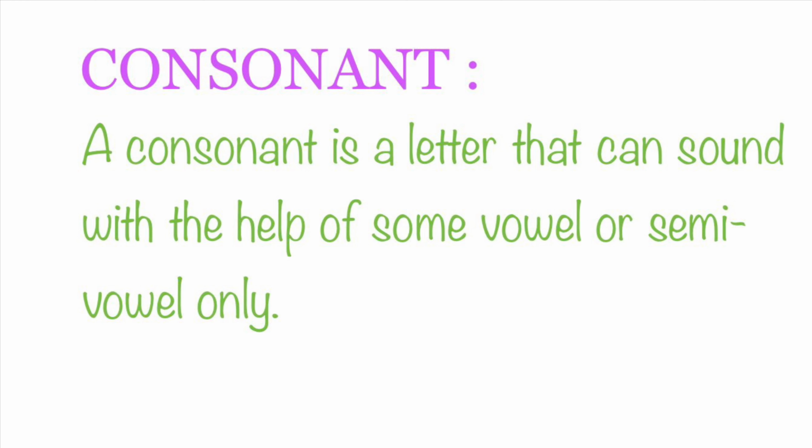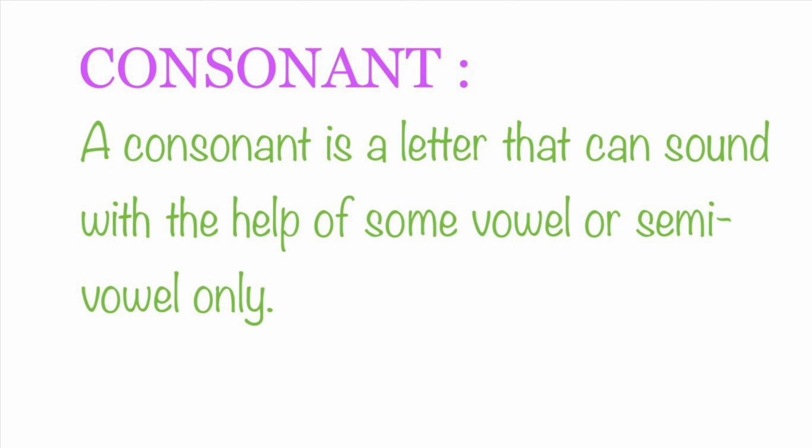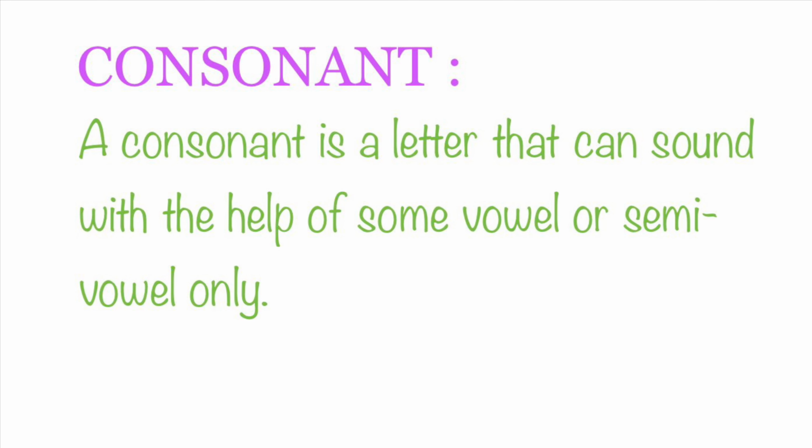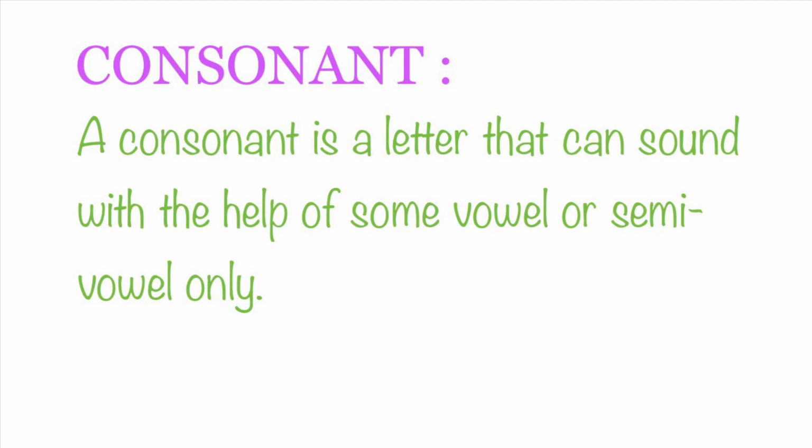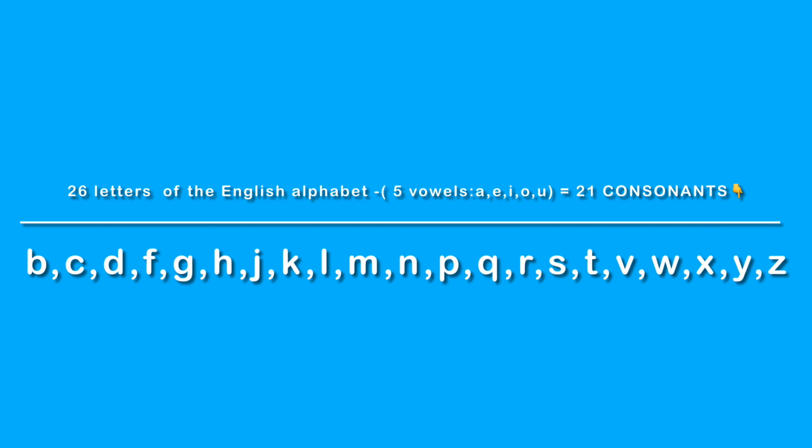Consonant is a letter that can sound with the help of some vowel or semi-vowel only. When we take away the 5 vowels from the 26 letters of the English alphabet, the remaining 21 letters do not have open sound. These 21 letters that do not have open sound are called consonants.